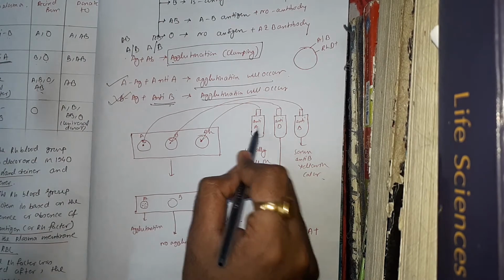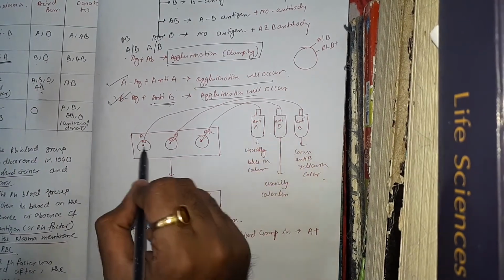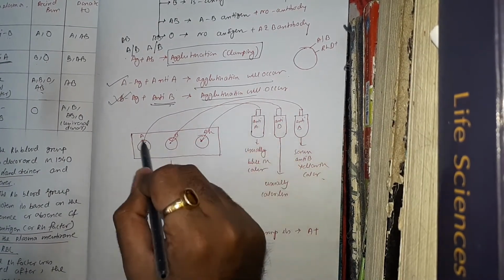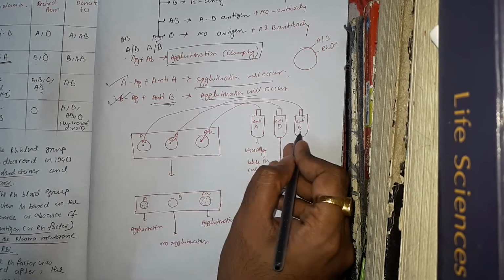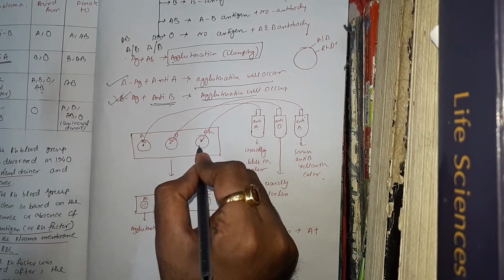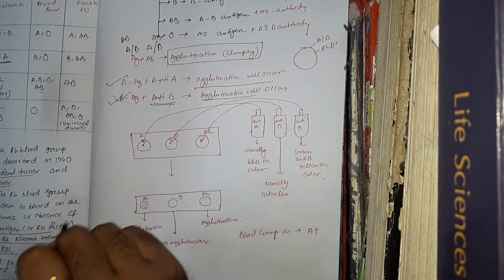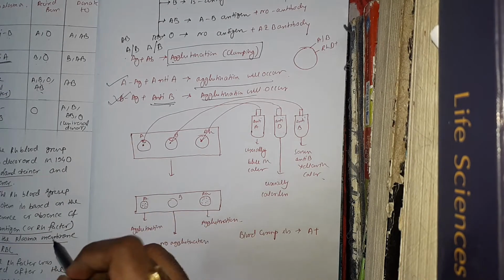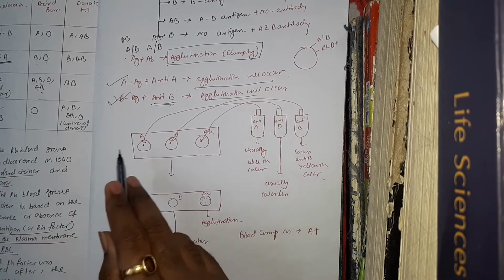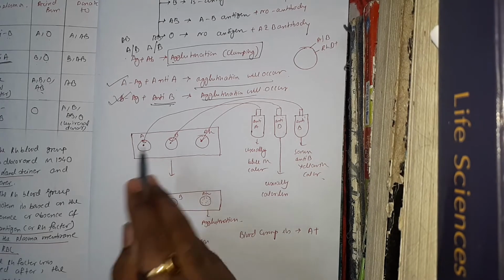Then anti A, anti D and anti B. In the anti A marked portion I will add anti A, in the anti B marked portion I will add anti B, and in the anti D marked portion I will add anti D, right? After this, with the help of a toothpick that must be well sterilized, I will intermix it.